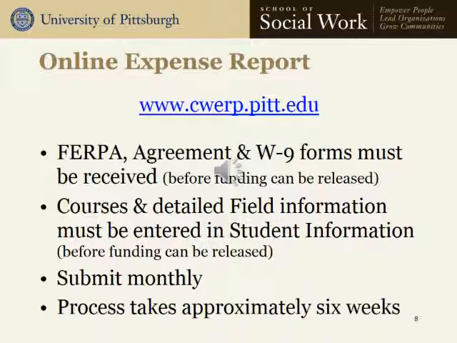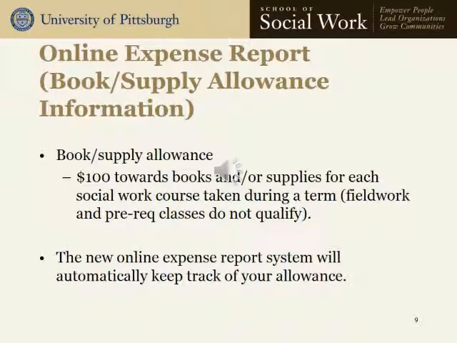Book and Supply Allowance Information. Regarding book and supply allowance, you have $100 towards books and/or supplies for each social work course taken during a semester. Field work and prereq classes do not qualify. The new Online Expense Report System will automatically keep track of your allowance. You will be able to see the amount you were eligible for, the amount you used, and what your remaining balance is.